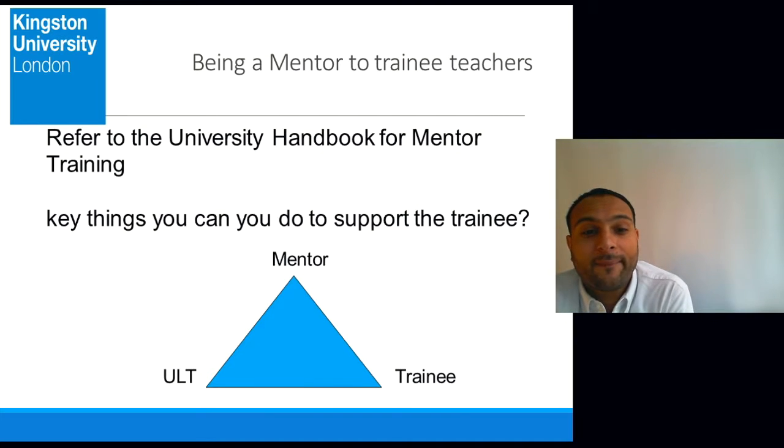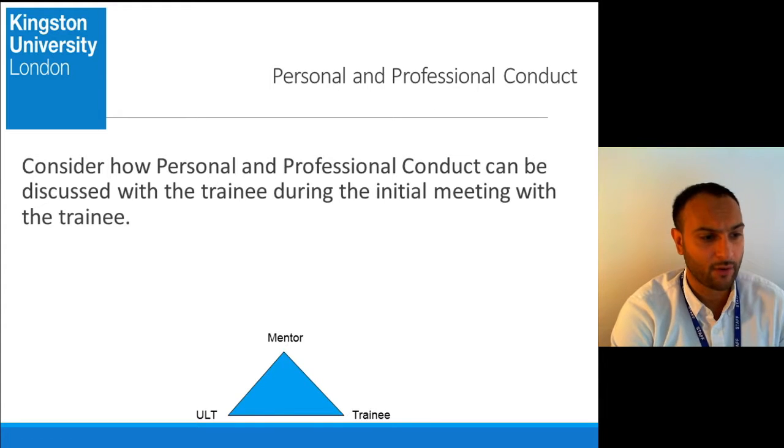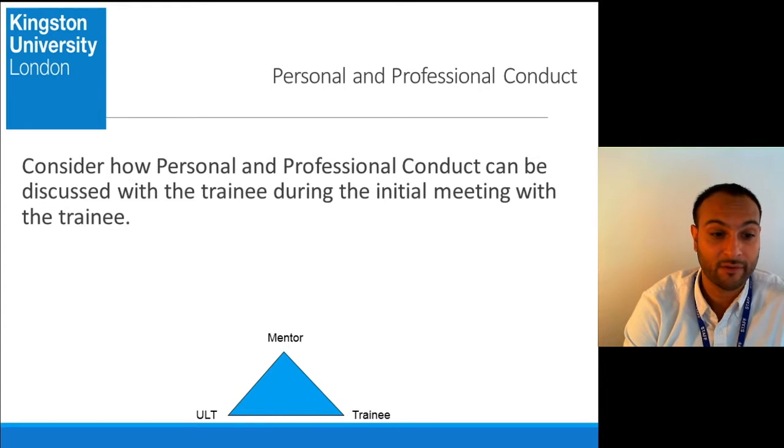Next, we'd like to look at key things you can do to support your trainee. For more information, please refer to the University Handbook for Mentor Training. Next, I'd like to look at your initial key meeting, and looking at personal and professional conduct and what should be discussed in your initial meeting.